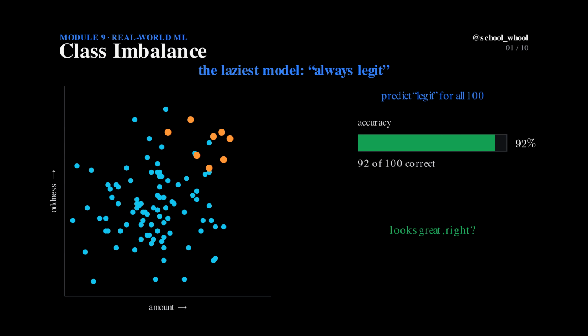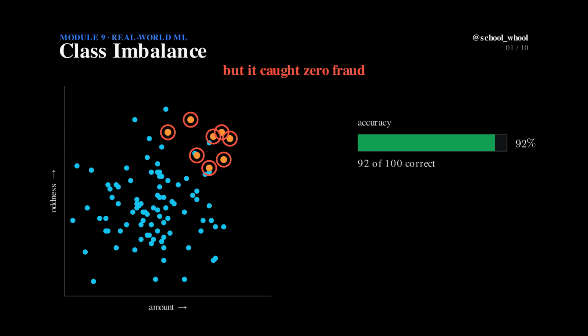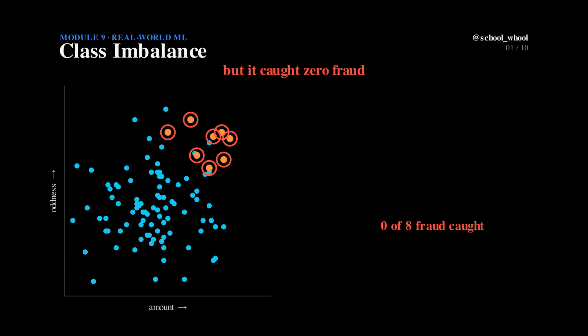But watch what it did to the fraud. Every one of the 8 frauds, it called legit. It caught none of them. 0 out of 8. The one job we cared about, and it failed completely, while still scoring 92%. That is the accuracy trap.